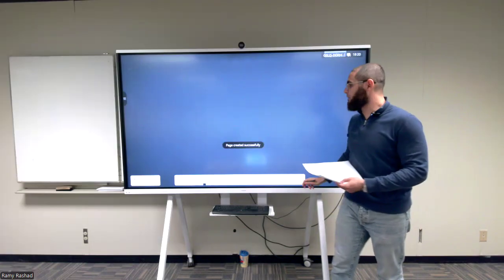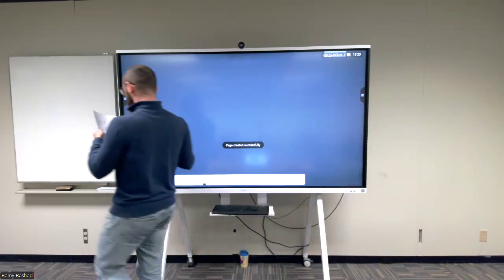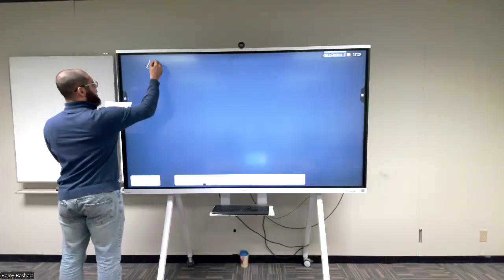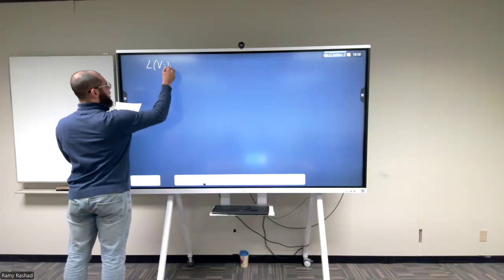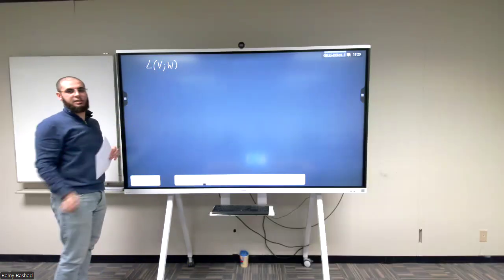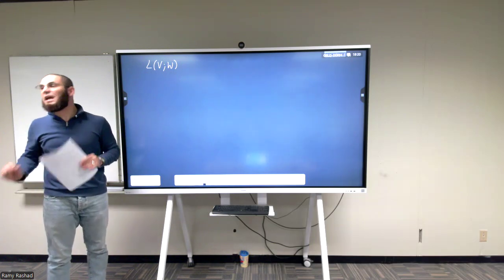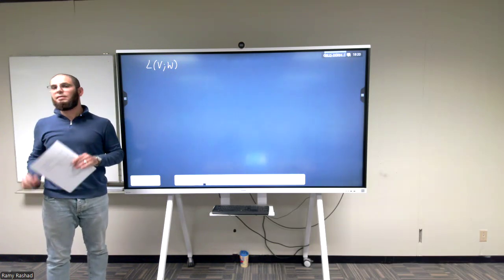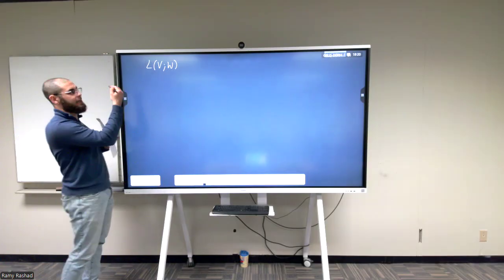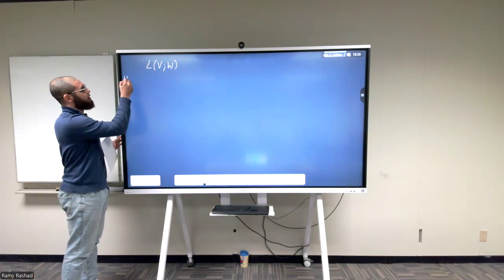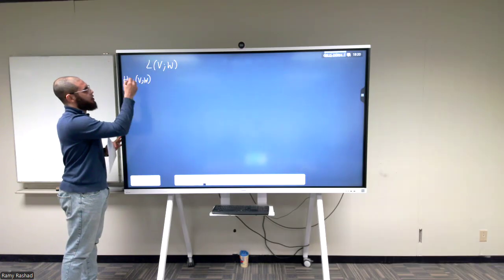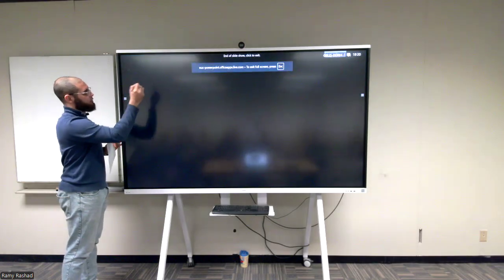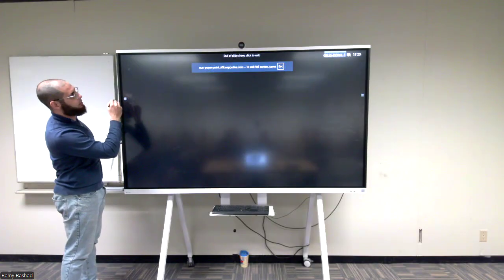How is this vector space defined? So I'm going to write L(V, W). What did I just write now? It's the name of the set. Another way you're usually going to see it written is Hom(V, W). This is another notation.